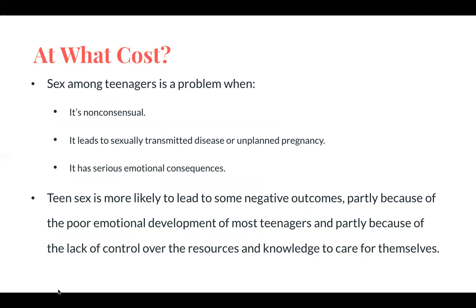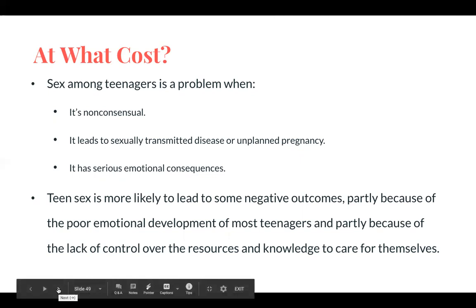And so, to a certain extent, teen sex is more likely to lead to some negative outcomes compared to adult sex because of their poor emotional development and because they lack control over the resources and knowledge to care for themselves, in terms of their medical needs, in regards to the aforementioned STIs and unplanned pregnancies. But also, if they are a victim of non-consensual sex, they might not know where to go in the community, what resources are available to them to deal with that experience.